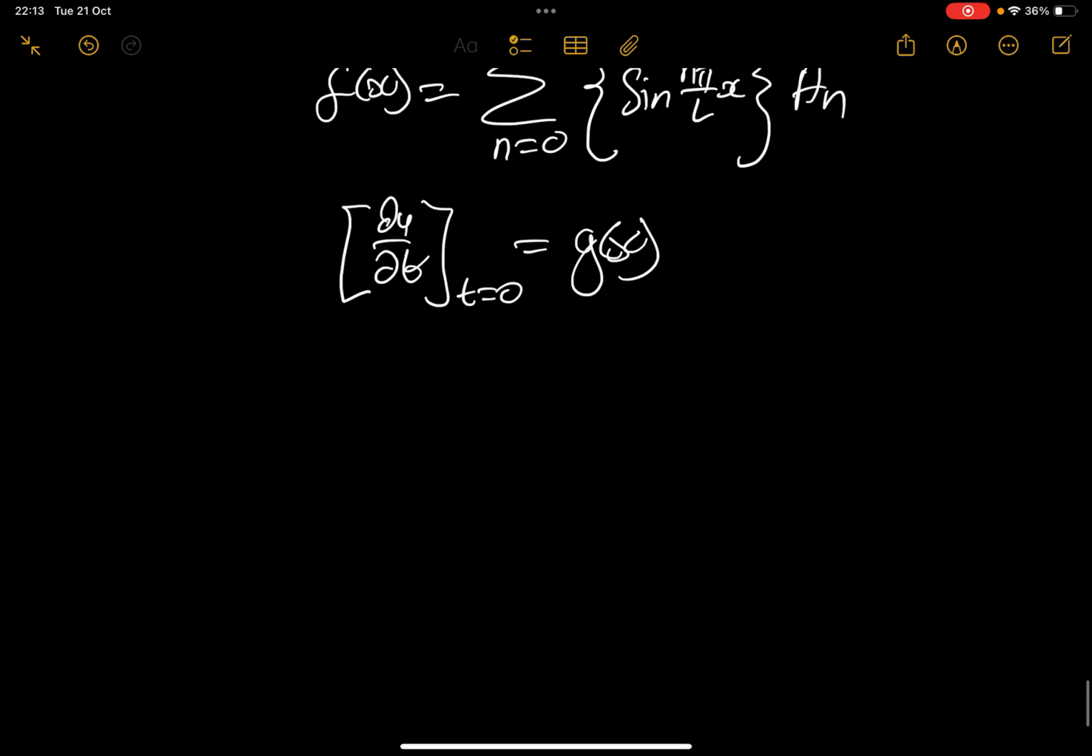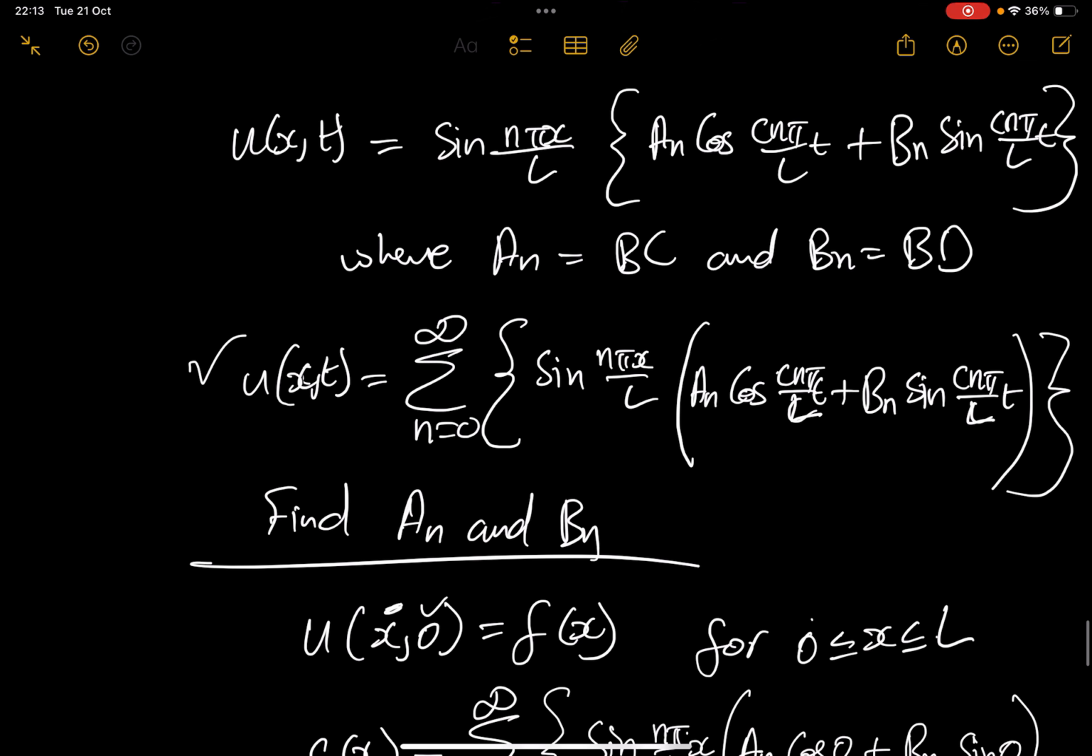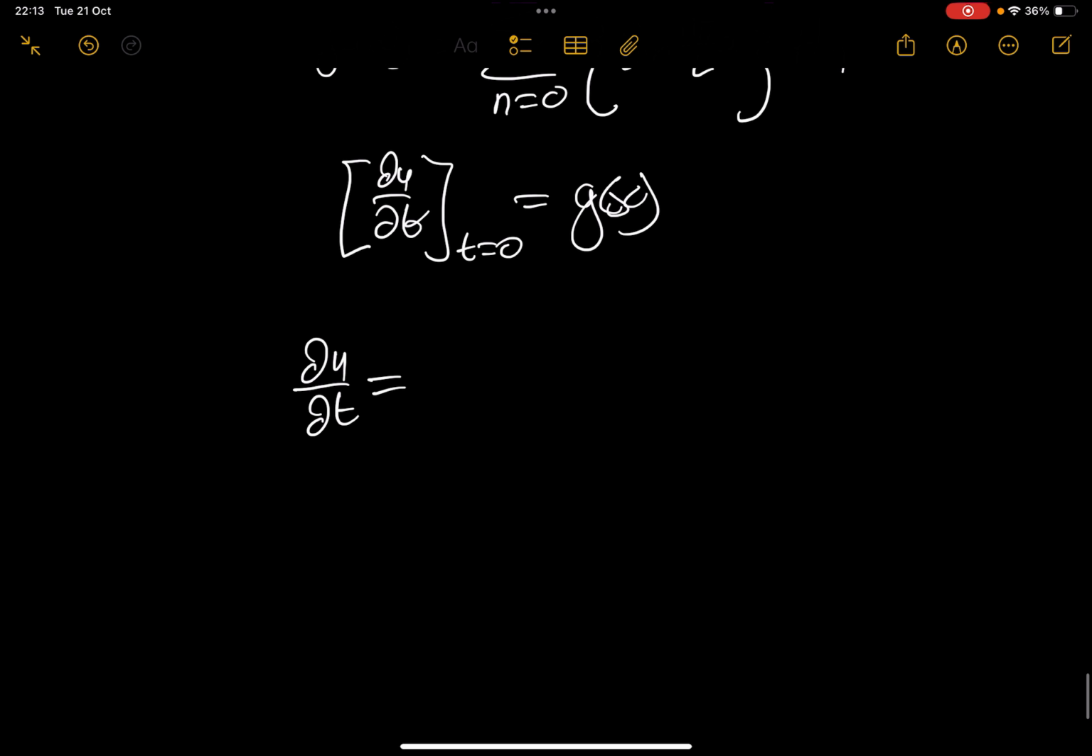So let's differentiate that with respect to t. du dt is equal to, so we're differentiating this one, du dt is equal to the summation when n is equal to 0 to infinity of sine n pi over L x, since we're differentiating with respect to t, so x is a constant.